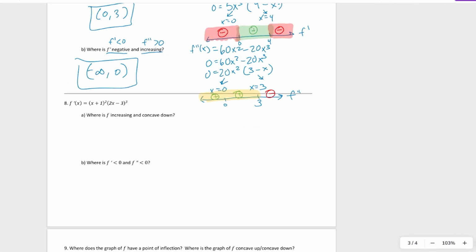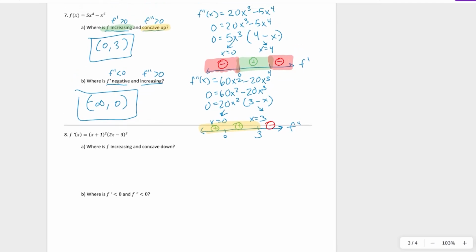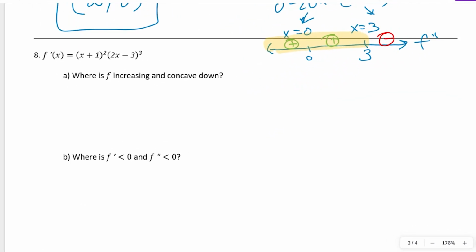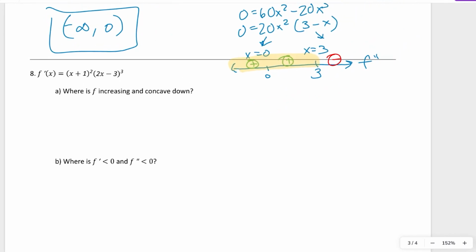Number 8. Now in this one, what's different here is that they're giving us the derivative of f rather than f itself. And the first question is asking, when is f increasing and concave down? So f increasing, we're looking for where f prime is positive, and concave down, we're looking for where f double prime is negative. So let's find the zeros here, the critical points.